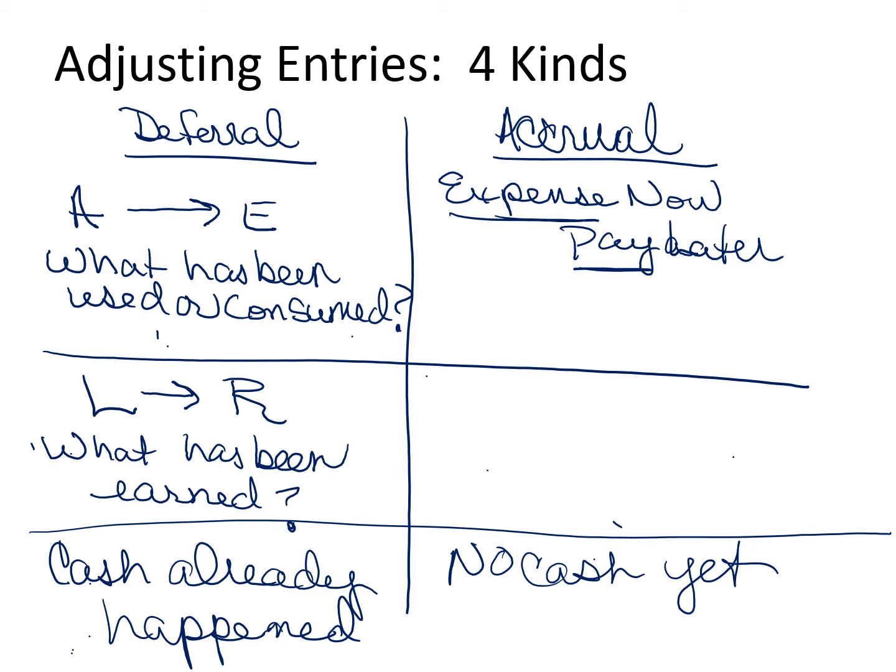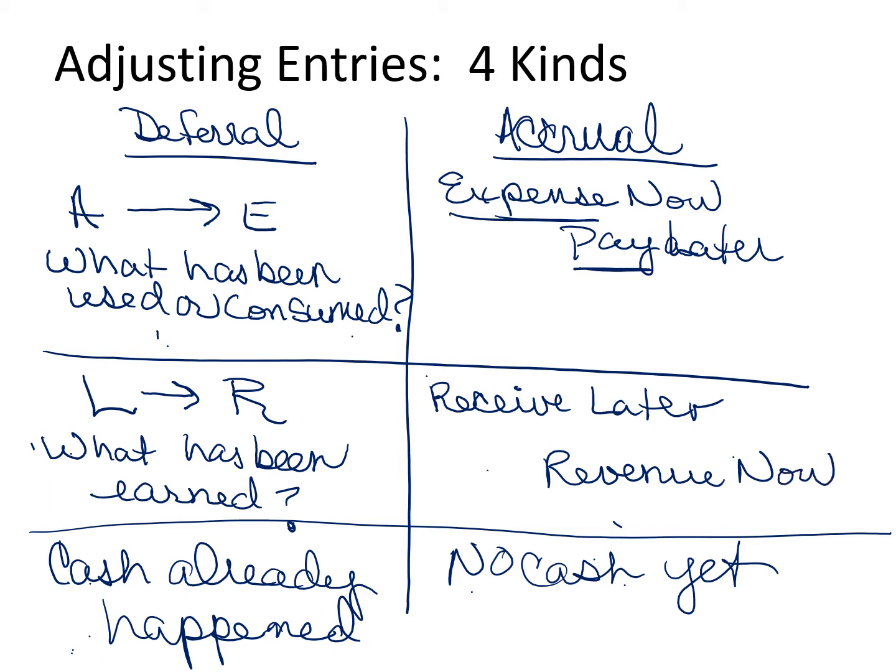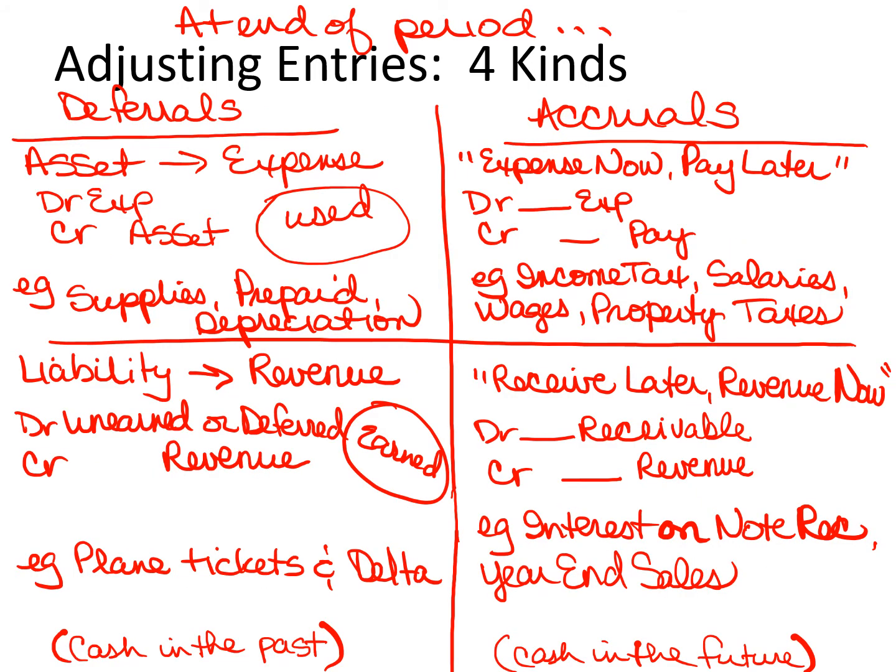The other one is receive the cash later, but it's revenue now. Because we always debit a receivable and we always credit a revenue. So let's take a little bit deeper look into these and give you some examples, and then we'll do a whole bunch of them. All right, so at the end of the period, we're going to look at those deferrals.